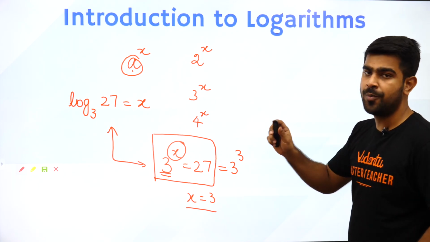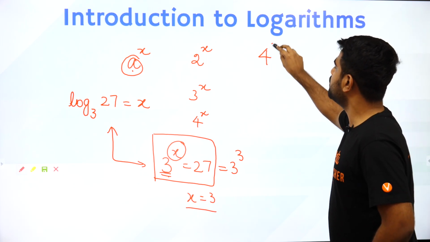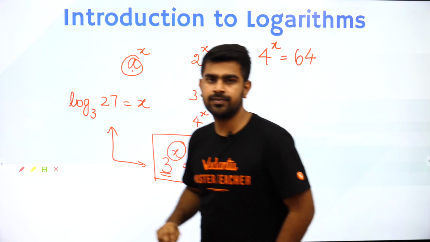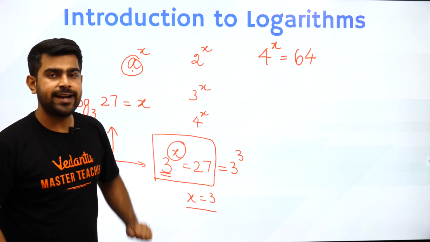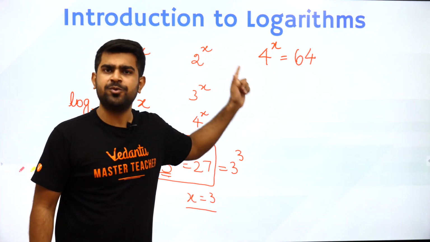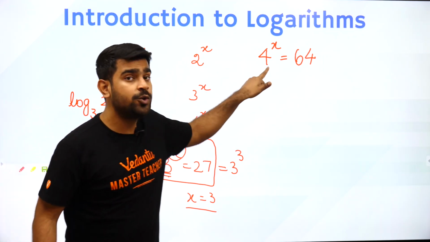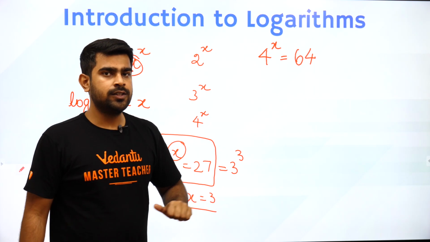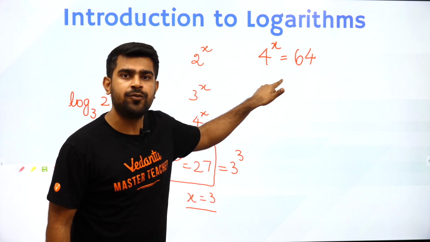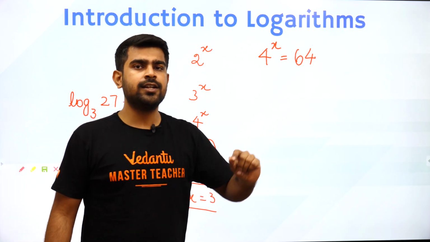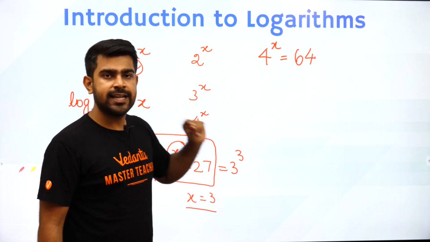Now I will give you a homework, guys. I want you to write 4 to the power x is equal to 64 in terms of log. I want all of you to write it down. I don't want you to find the answer. I'm sure all of you can find the answer. That's a 6th standard question. Everyone can do that. But how do you write it in terms of log? How do you convert this exponential form into a logarithmic form? That is my question. Quickly guys. Comment it down below and let us get going.